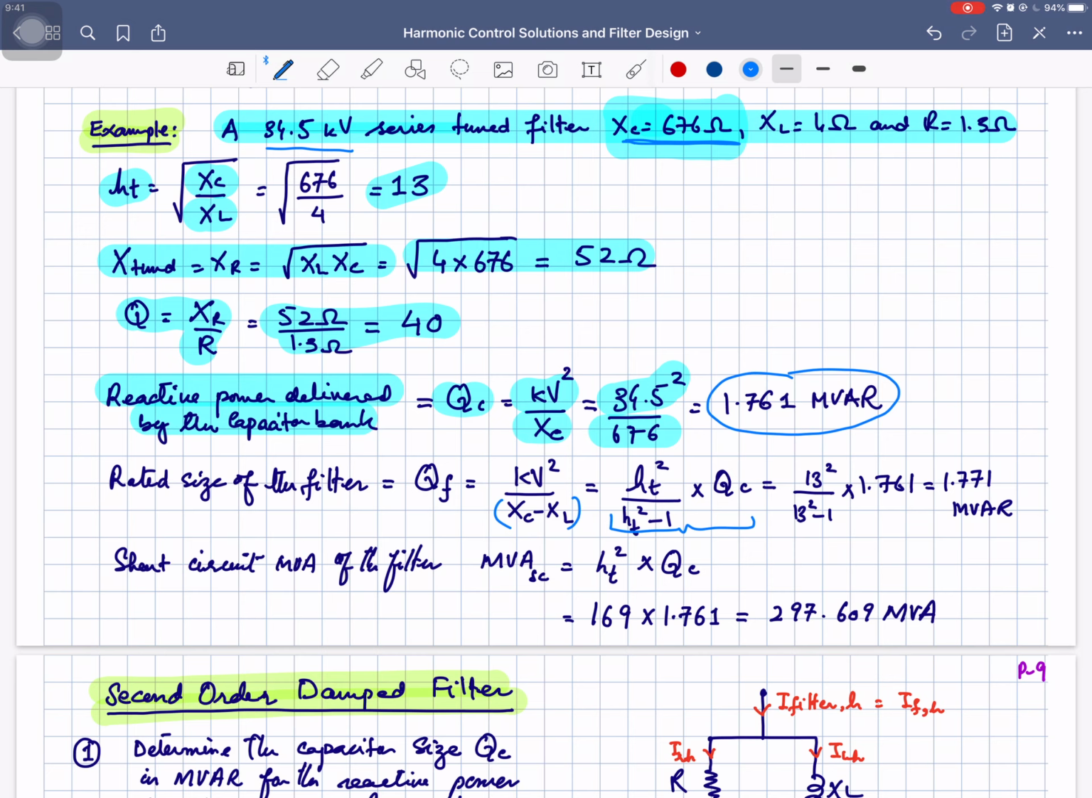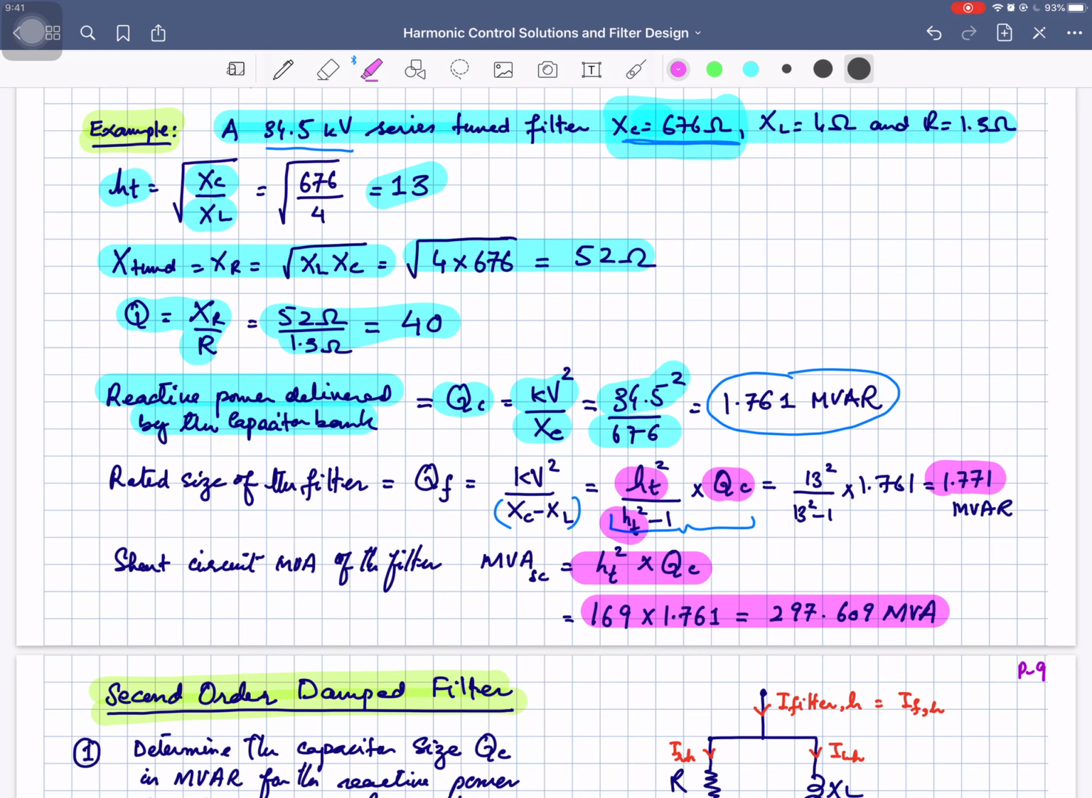In terms of QC, we have discussed it before. Now using this expression, we know the tuned frequency order, and we know the capacitive reactive power that is to be delivered by the capacitor bank. So the size of the filter will be 1.771 MVAR, and the short circuit MVA of the filter will be HT square into QC, so that will be 297.609 MVAR.